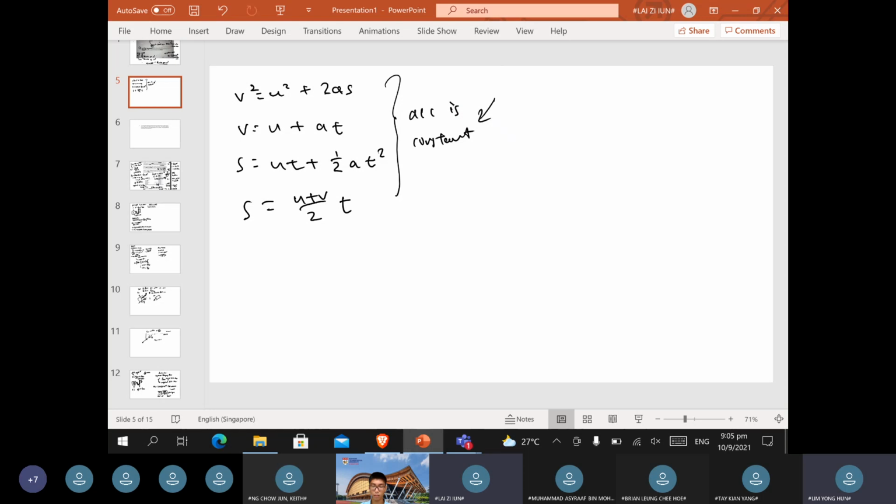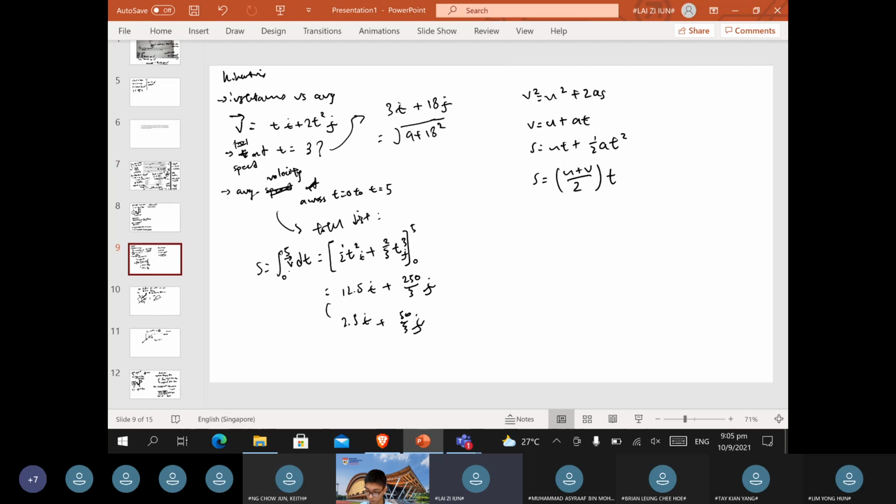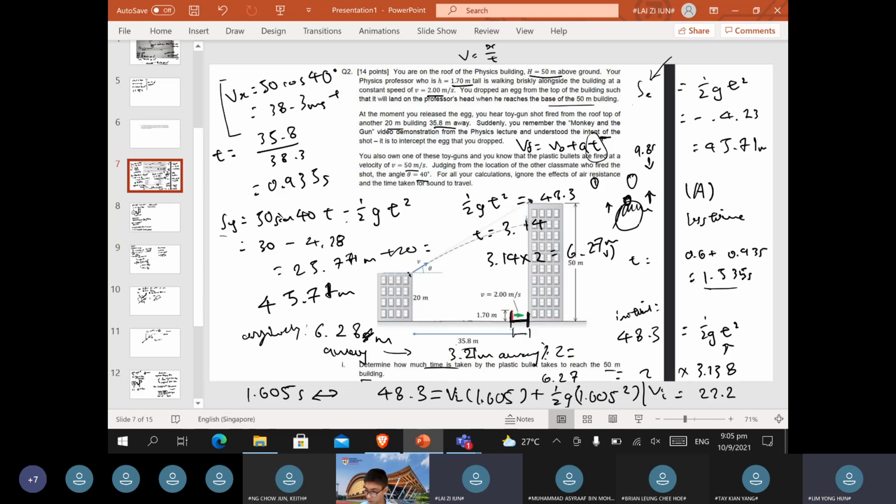Okay. So the way to solve this is, where was it? Yes, correct. Find the time that the egg must travel 48.3 meters, and then find the initial velocity from there.